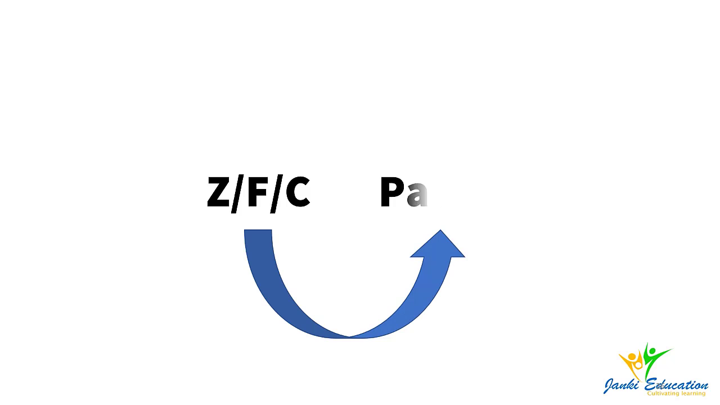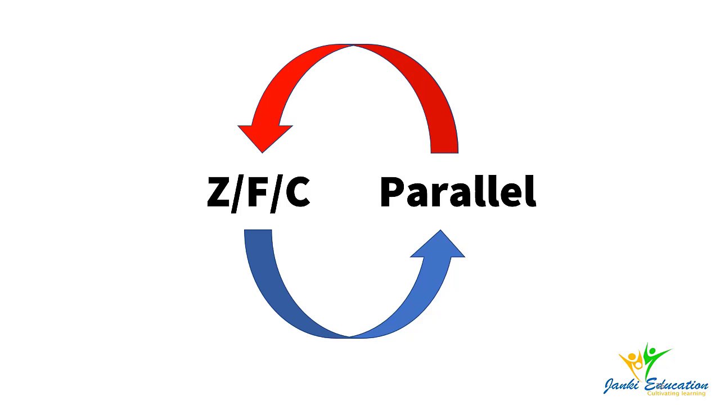Now, if this Z, F or C, these angles are fulfilling certain condition, then we can say that two lines are parallel. As well, if two lines are parallel, then we can say any one of these conditions out of Z, F or C is being fulfilled. I hope you have understood, but let's understand this particular condition in little detail.